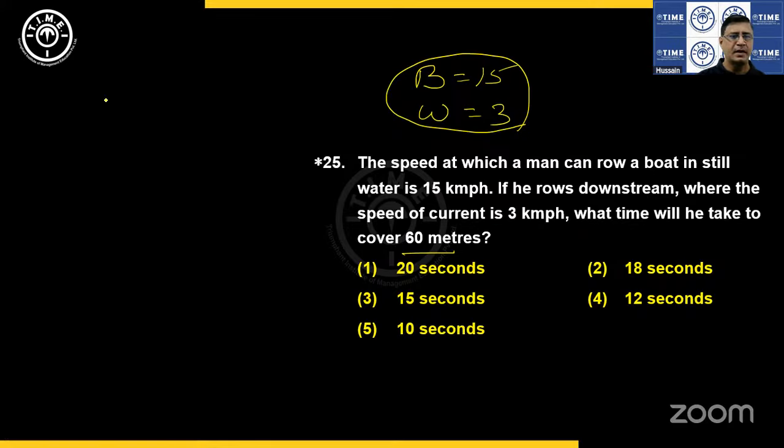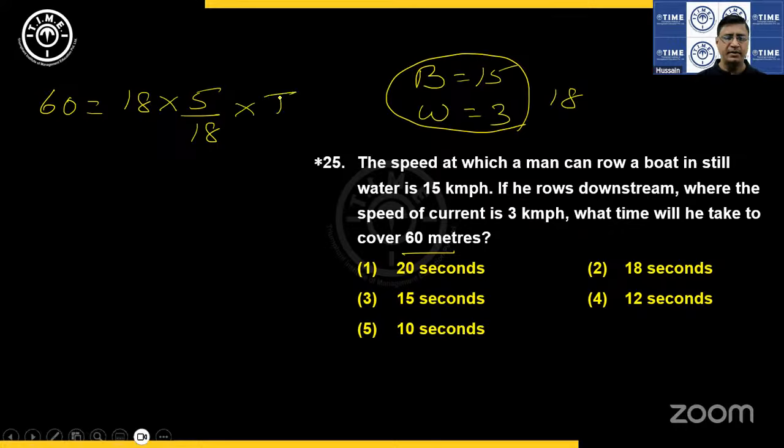Simplify. Distance is equal to speed into time. Distance here is 60 meters. Speed 15 plus 3, that is 18 kilometers per hour. So 18 kilometers per hour, change it to meters per second. So 5 by 18. So what about the time? T value to be found. Solving, 18 and 18 get cancelled. 5 goes exactly 12 times in 60. Now the time is 12 seconds. Right choice, option number 4. Fourth choice is the right answer.